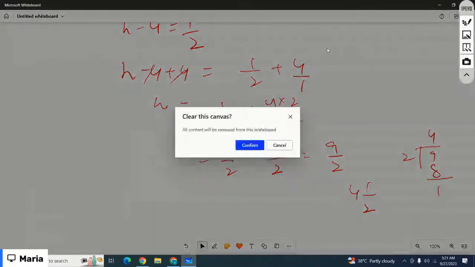Let's just do another example. The other example is u times 1 over 4 equals 1 over 2. So how do you solve? Opposite to multiplication is division, right? You have to divide both sides of the equation by 1 over 4.